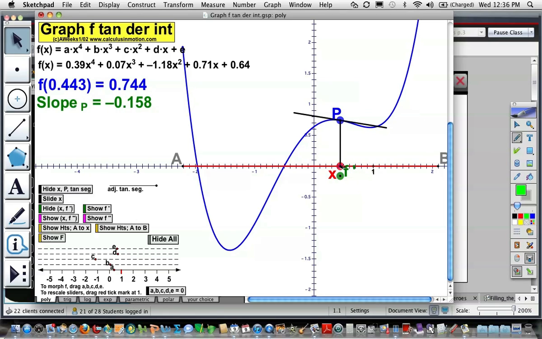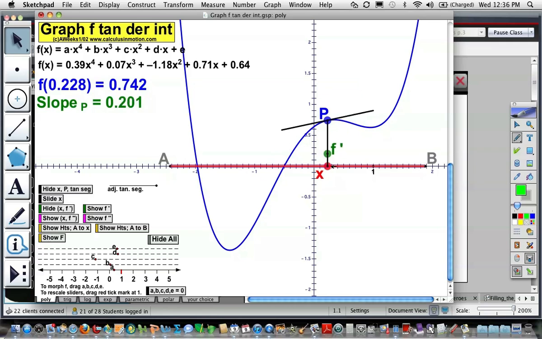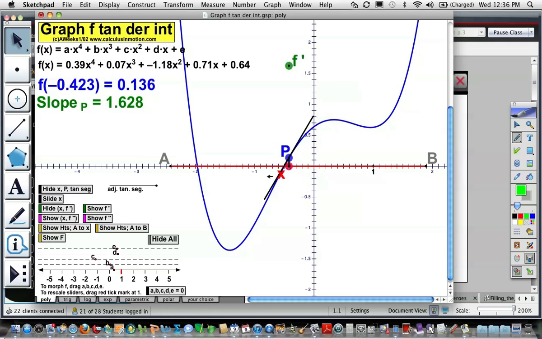If F prime is increasing, when is the green one increasing? Well, right now it is. Right now the green dot is increasing, still increasing, all the way to there. Now, what point is P at right now? It's at the inflection point. The entire time that green dot was increasing, this graph was concave up. When F prime is increasing, F is concave up.